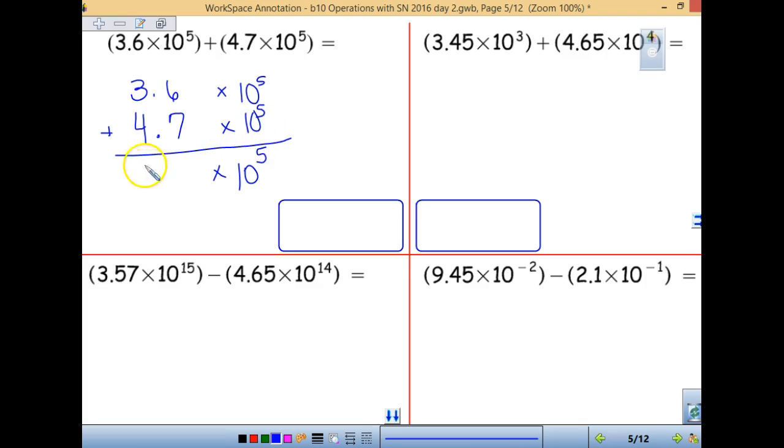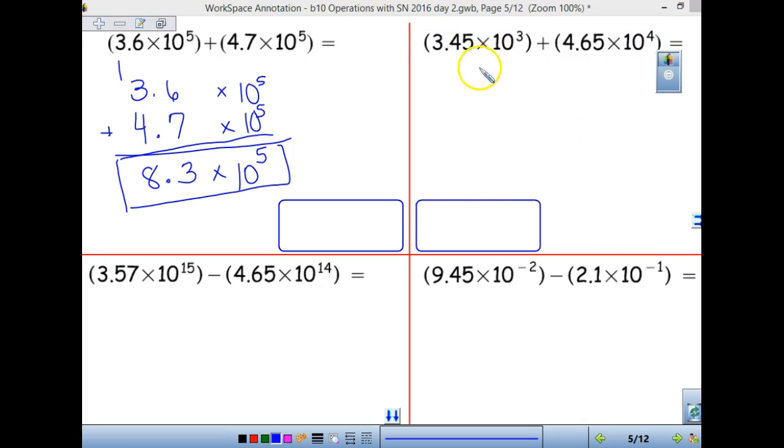So right now, if you need to take out your calculator or just in your head, we're adding 3.6 plus 4.7. We should have 8.3 times 10 to the 5th. 6 plus 7 is 13, right? Carry the 1, okay, to give us 8.3. That's our answer. We're done. So some of them are pretty easy, but of course they can't stay easy that long. We now have this problem. Yes?